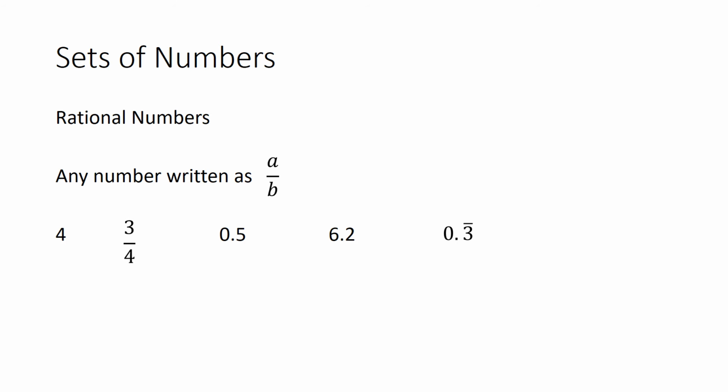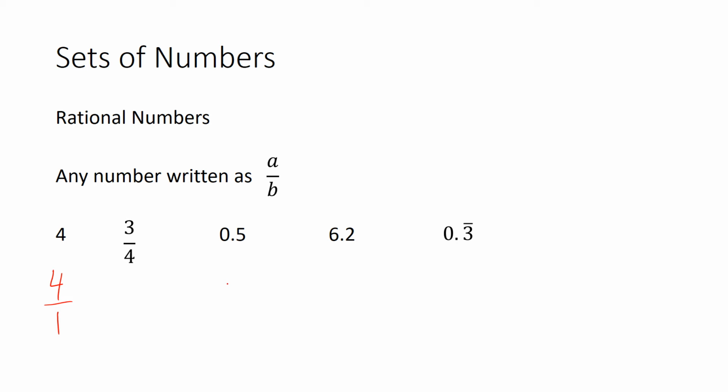A rational number is any number that can be written as a over b. So, for example, 4, 3/4, 0.5, 6.2, and 0.3 repeating. We can write 4 as 4 over 1. So that's a over b, right? 3/4 is already written in this way. By the way, I forgot to mention a is an integer and b is an integer.